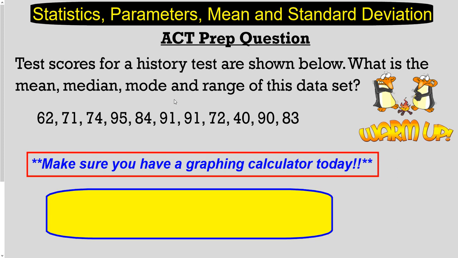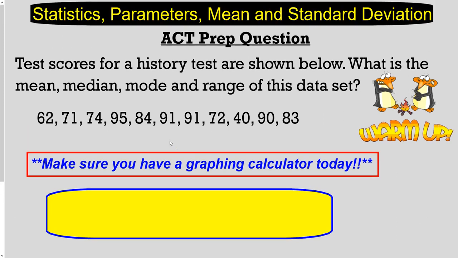Okay, we're going to continue talking about statistics today. But first, we're going to take a small sidestep and do an ACT prep question. This is from an ACT practice test from a few years ago. Test scores for a history test are shown below. What is the mean, median, mode, and range of this data set?